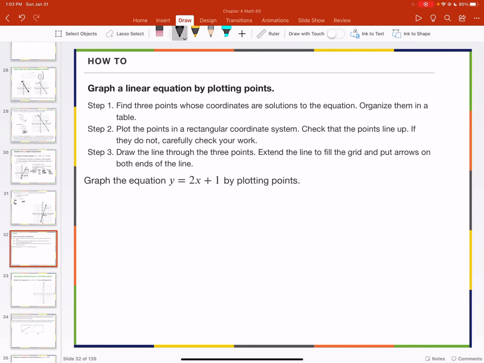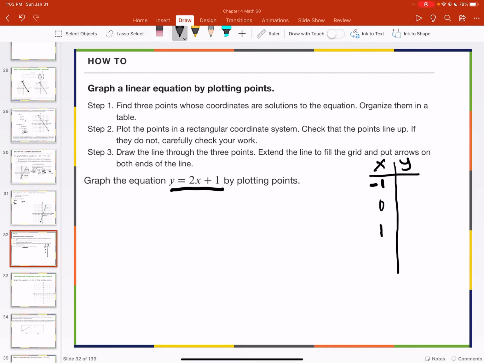So organize them in a table. First you would have to figure out what those are, so you would draw a table. Let's say here we have y equals 2x plus 1. I'm going to choose negative 1, 0, and 1 for x, and then see what I get for y.